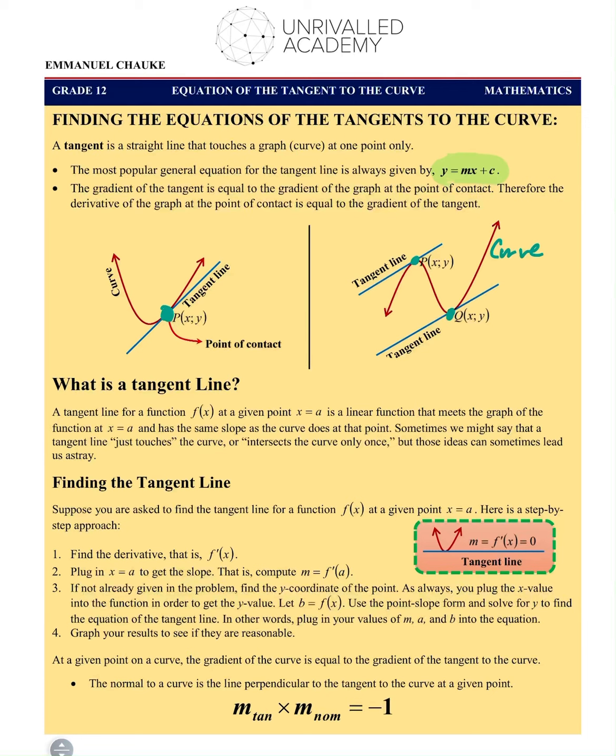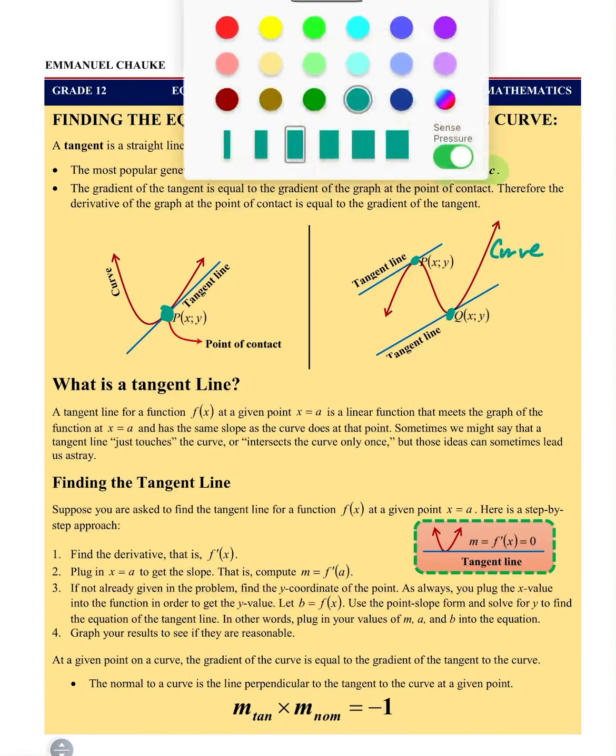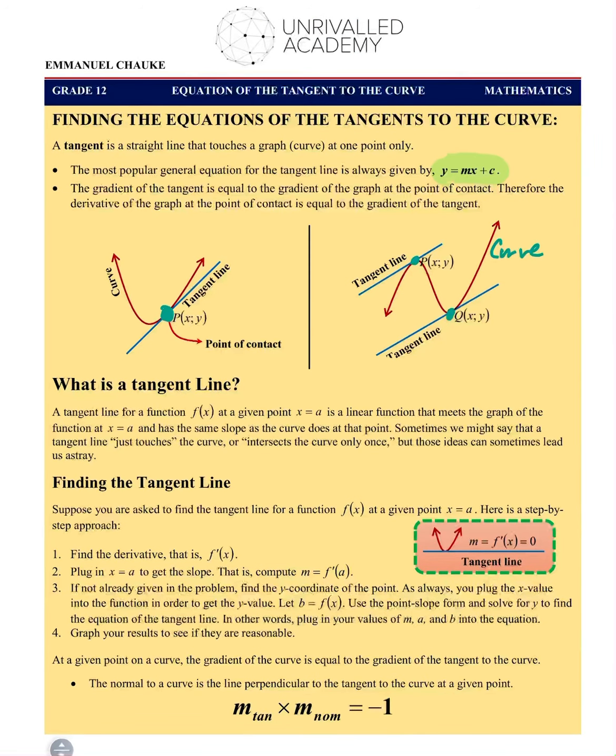So what do we know about the relationship between, let me highlight that. I'm just going to highlight that for you. I'm saying right here, the normal to a curve is the line perpendicular to the tangent to the curve at a given point. So here we are basically saying that the term perpendicular simply means that when you multiply the gradient of the tangent with the gradient of the normal, that must always give you negative one. That you should know also from analytical geometry.